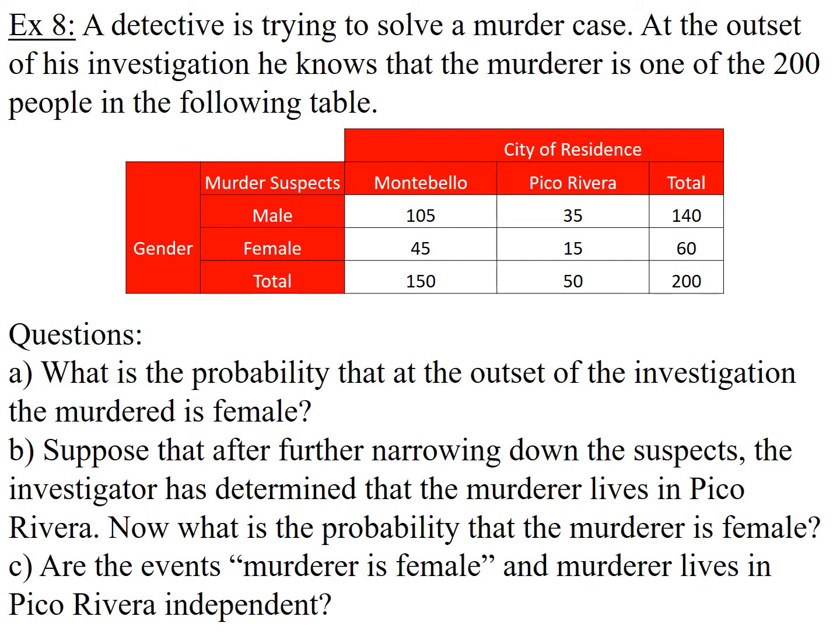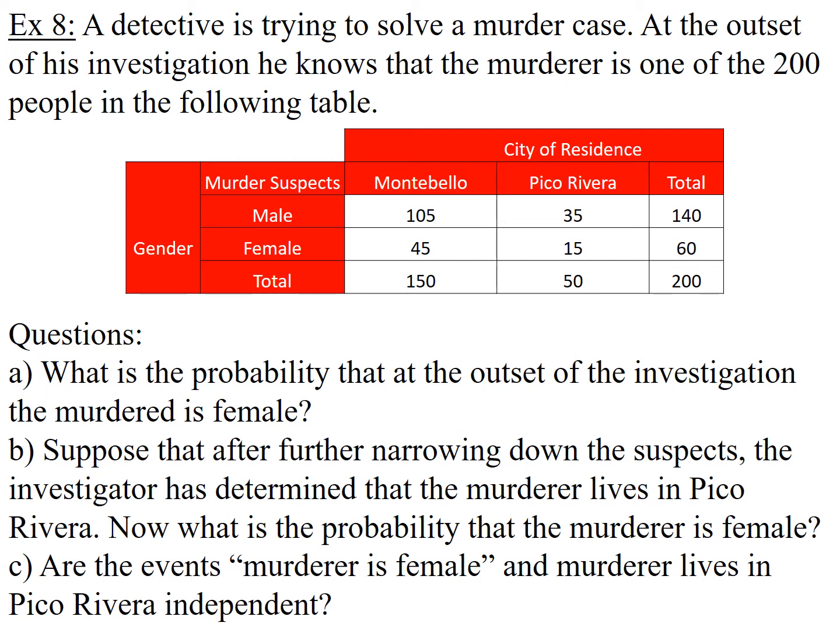Okay, so then we have 3 questions. The first one is, what is the probability that at the outset of the investigation, the murderer is female? Suppose that after further narrowing down the suspects, the investigator has determined that the murderer lives in Pico Rivera. Now what is the probability that the murderer is female? Well, I hope that you can see the distinction between A and B. A is just a regular probability. B is a conditional probability.